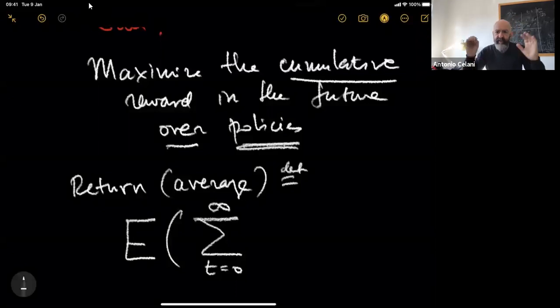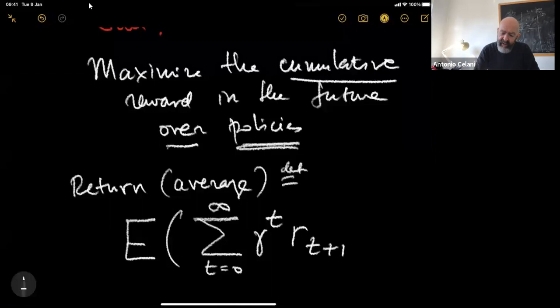Okay, so starting from any given state, you look into your future. Okay, so bear with me. If you are still asking questions, how can I possibly do that? We will answer to this. But you look into the future, into what will happen in the future, and you want to maximize this object. Let me write it like this, and then I will explain what this is.